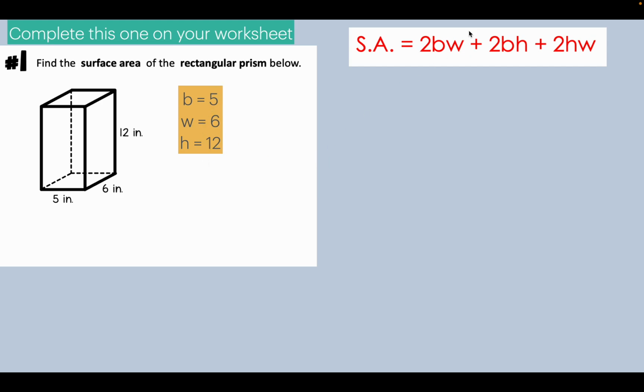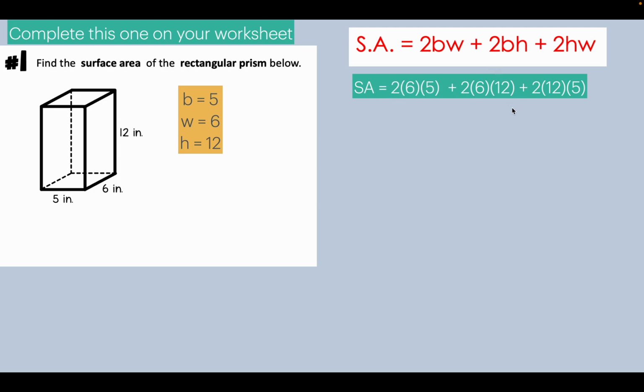Now I take this information and I plug it into the formula. I don't know my surface area, so I just plug it in. Surface area equals 2 times my base times my width, plus 2 times my base times my height, plus 2 times my height times my width. So now I have 2 times 6 times 5 plus 2 times 6 times 12 plus 2 times 12 times 5. You follow your order of operations and do your multiplication first.